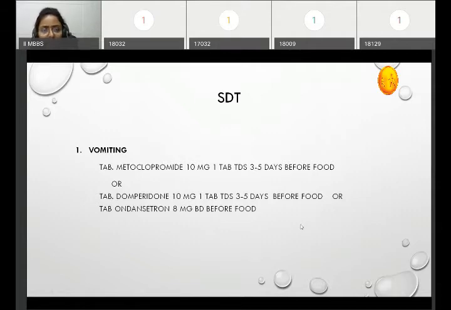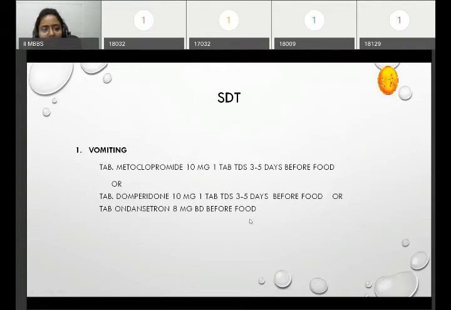Or the other drug you can write in this condition is domperidone. This domperidone also belongs to the category of dopamine receptor antagonists acting centrally. It also acts on dopamine receptors in the GI tract, where it blocks the peripheral emetic impulses coming from the GIT. Again, its dose you have to write is 10 milligram, one tablet TDS for 3 to 5 days before food.